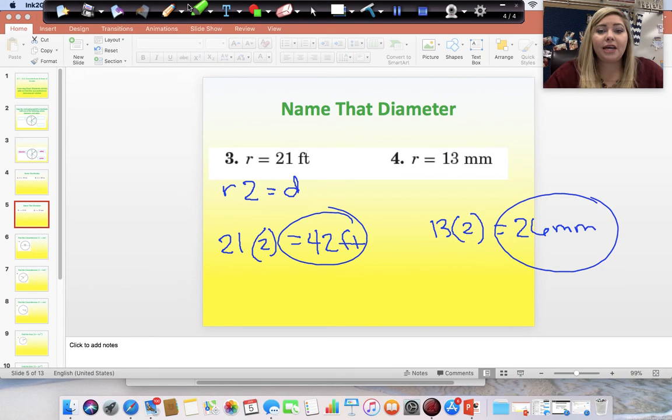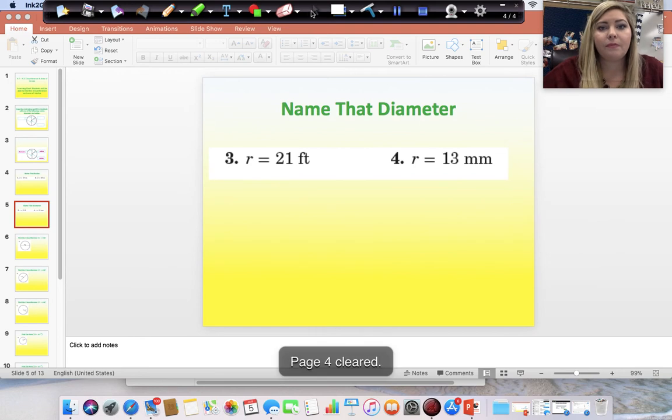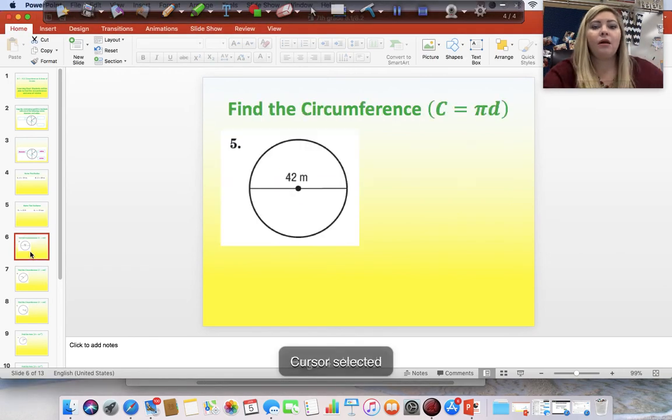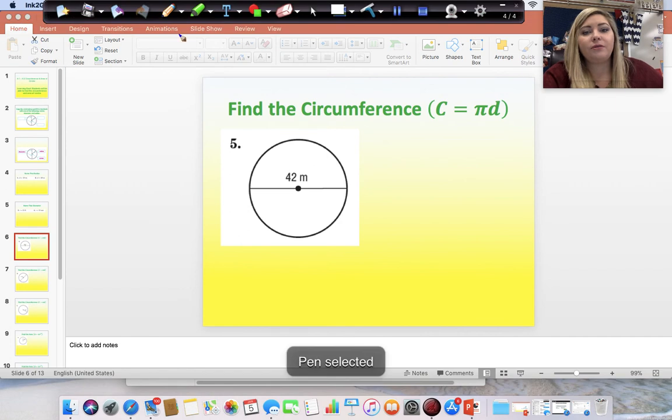Okay, radius times 2 gives us our diameter. Diameter divided by 2 gives us our radius. Okay, so find the circumference. We're using this formula. Memorize these formulas. They're very important.